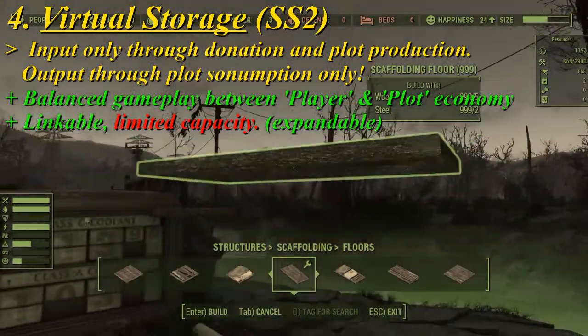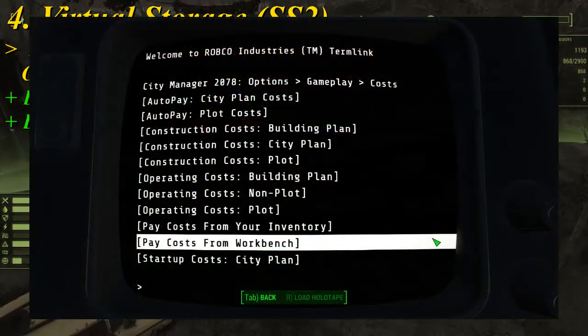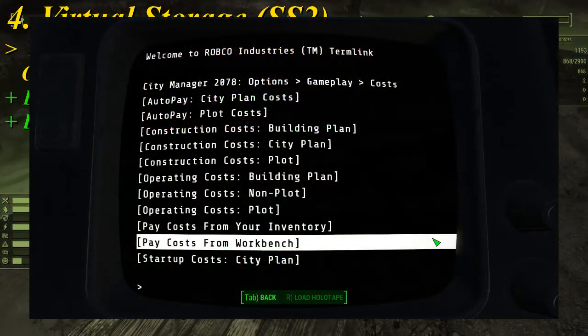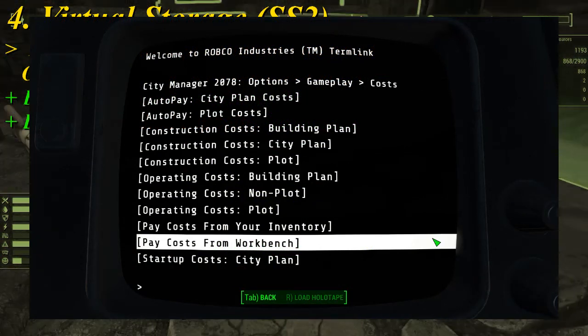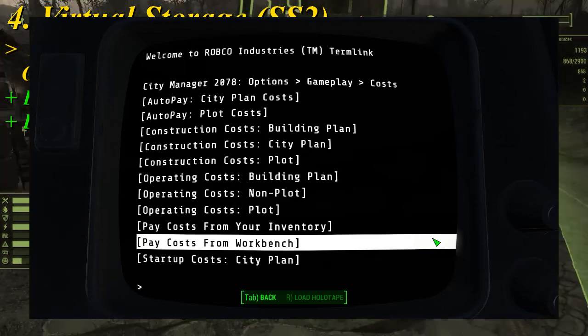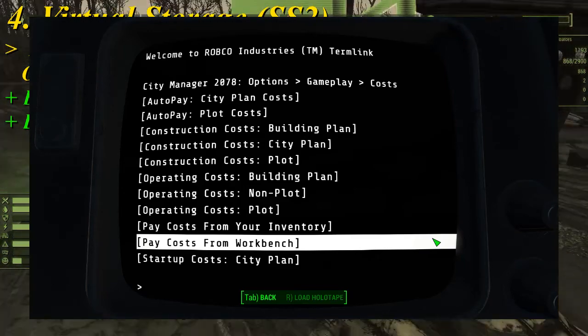However, you can switch off this option in the Sim Settlement menu, preventing plots from paying their upkeep costs, for instance, out of either your workbench or your personal inventory. Personally, I have my personal inventory locked off. Sim Settlement plots do not have access to my personal inventory, but they do have access to my workbench.